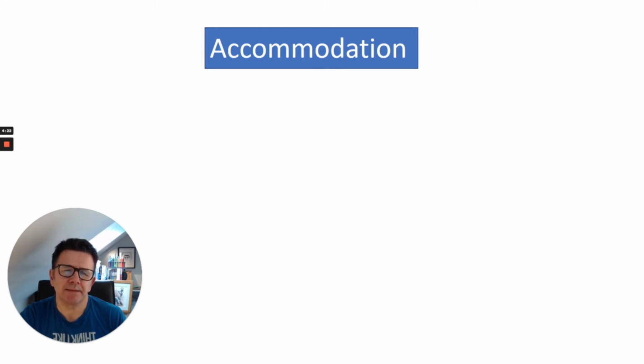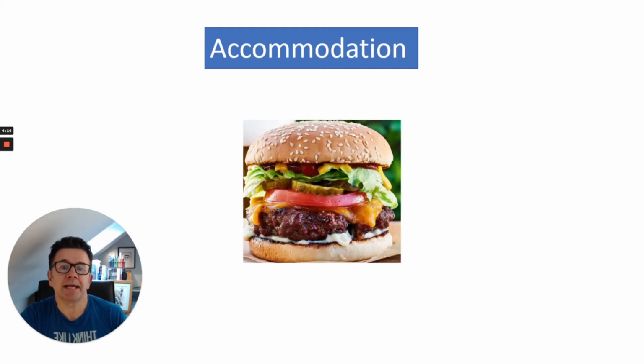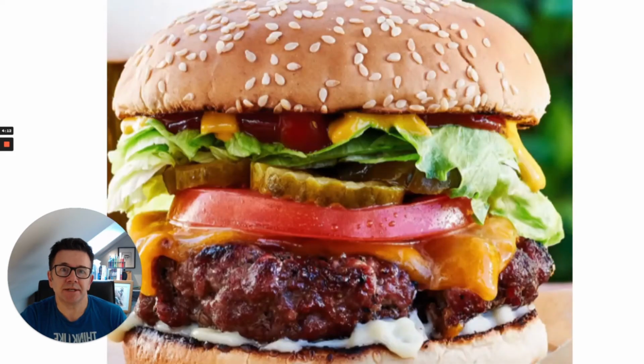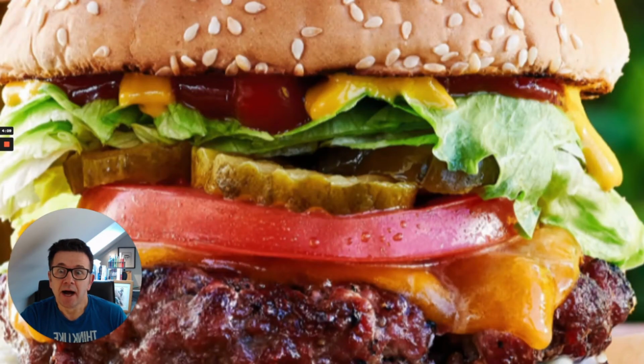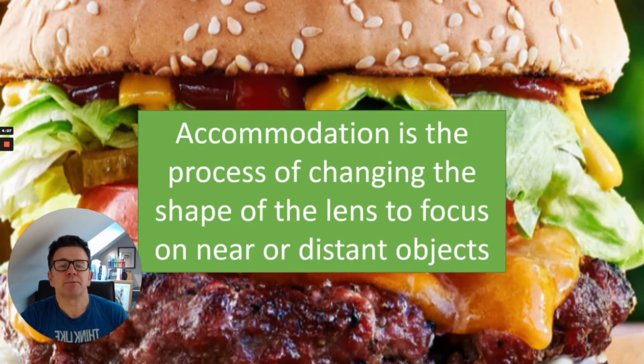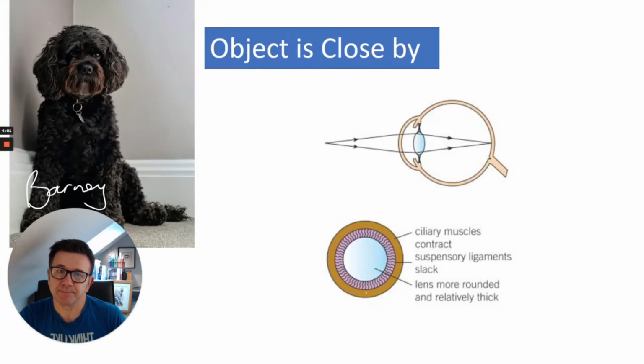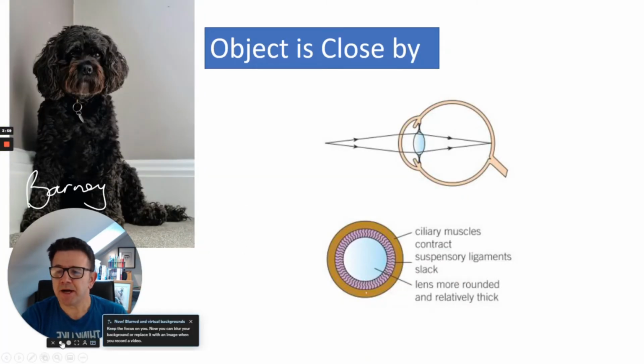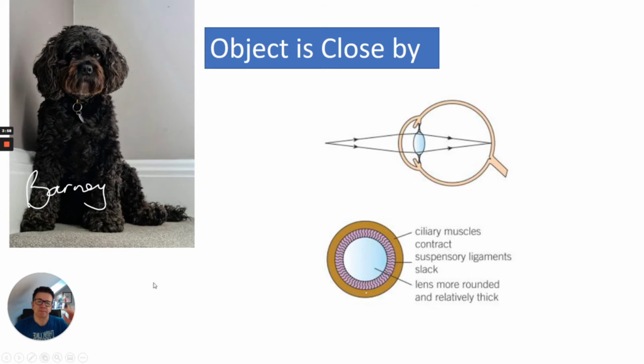Well, what do we mean by accommodation? Well, it's about looking at objects that are far away and maybe get nearer and nearer. Anyway, it's the process of changing the shape of the lens to focus on near or distant objects. So, with the help of Barney the dog, we're going to be looking at how your eye does this.